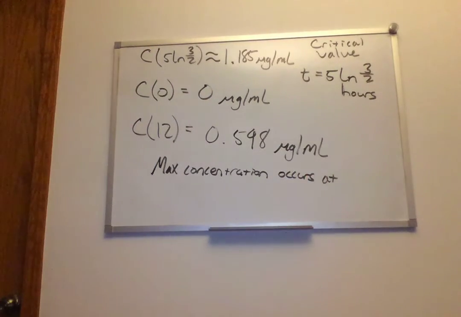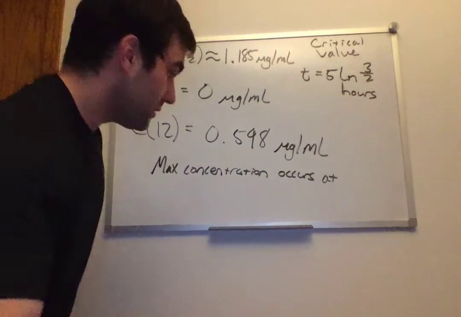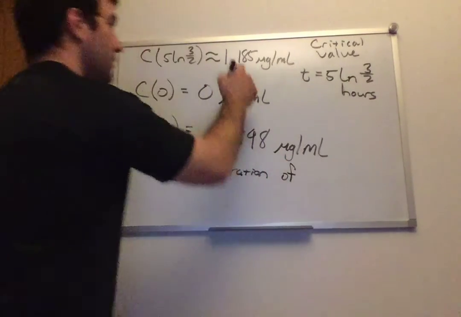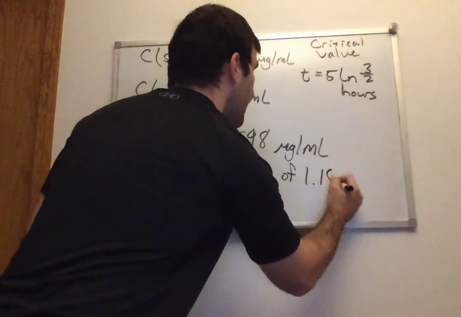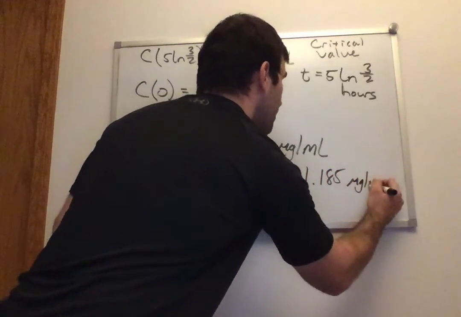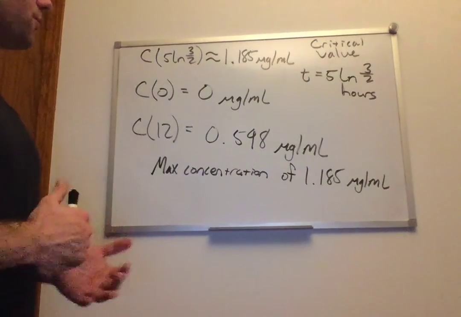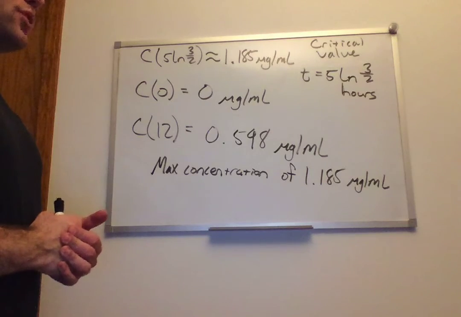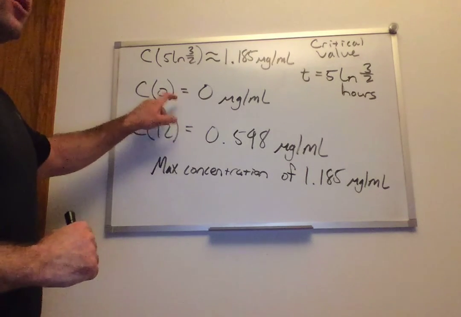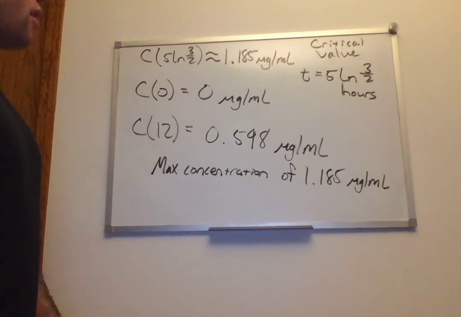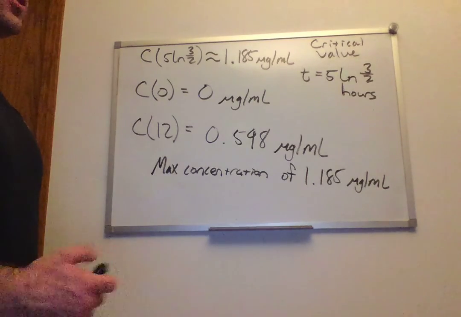Let's read the question one more time. What is the maximum concentration? Okay, what is the maximum? Not when does it happen. Maximum concentration of, right there, 1.185 micrograms per milliliter. And that's it for 4.1. If you look in your homework, you do have a couple word problems like this, or one or two or something like that. But all these problems are very similar in this section. You take a derivative and do the closed interval method.